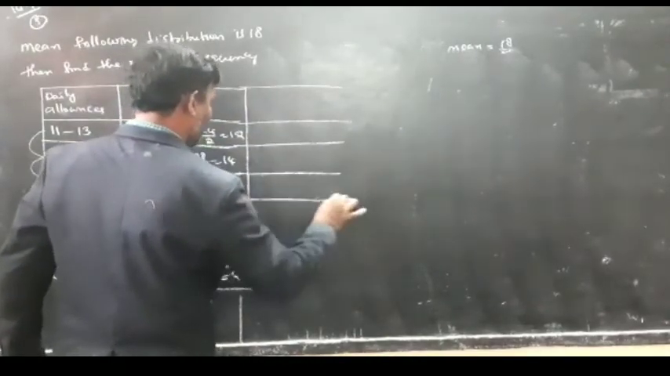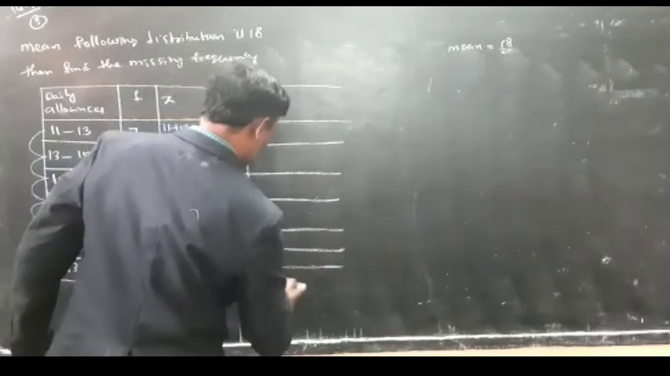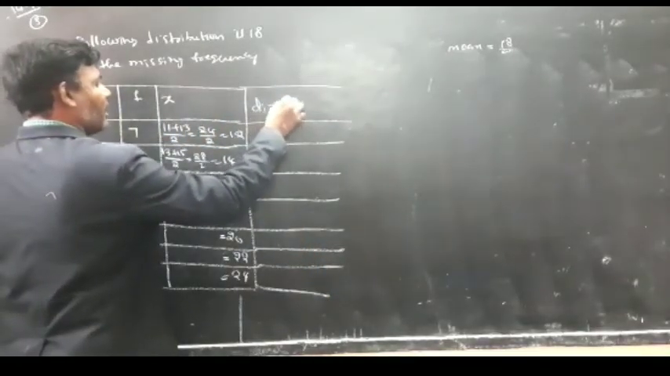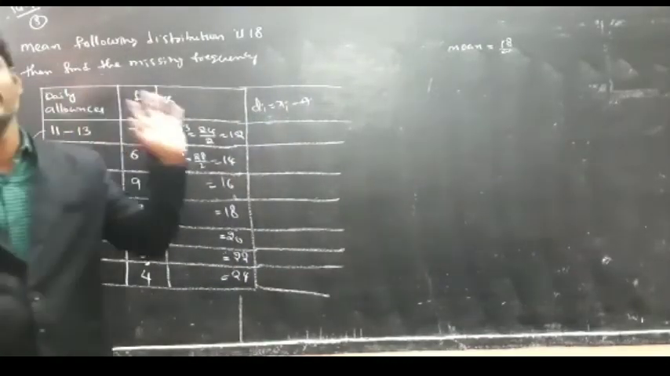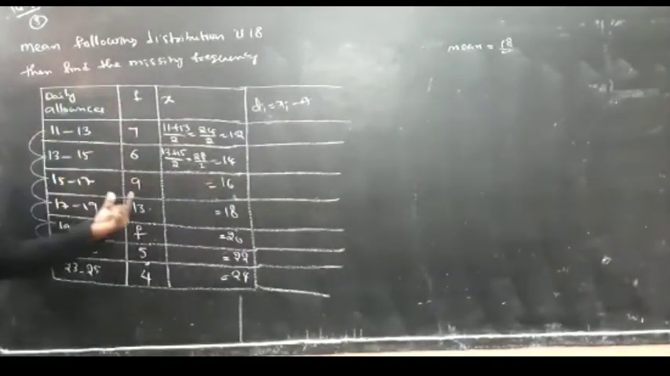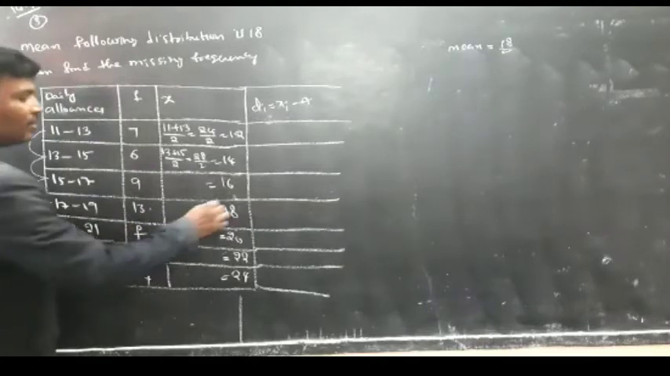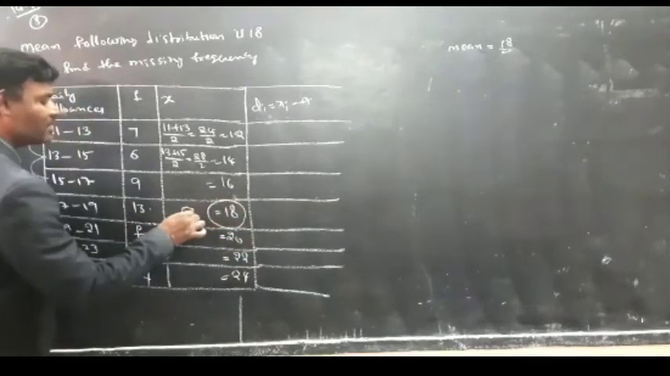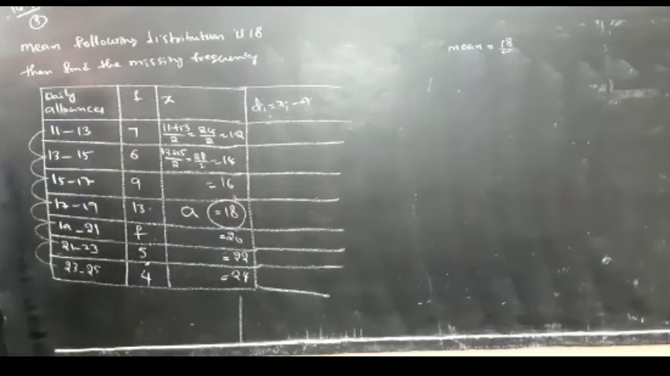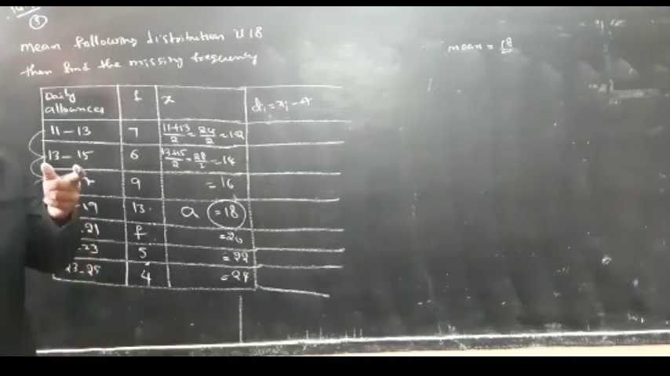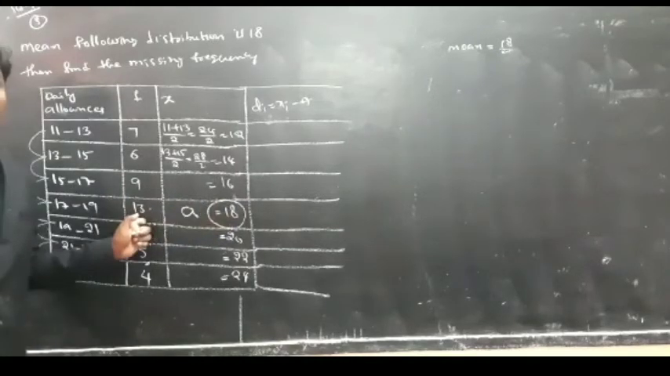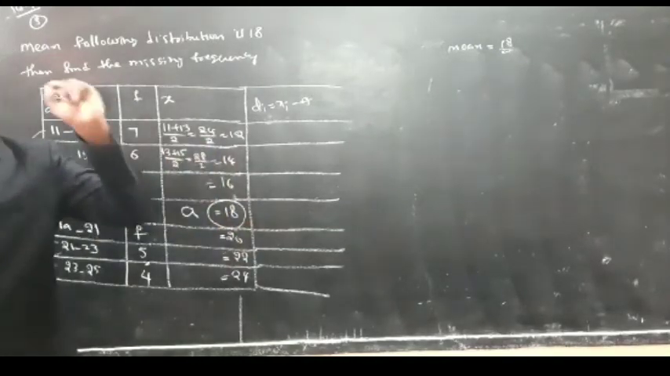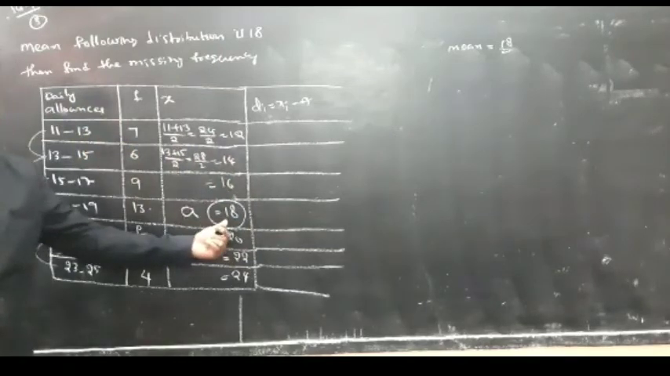Now I need the value of d. D is nothing but deviation. So di is equal to xi minus a. Then to find d, first I need the assumed mean value. So here, what is the highest frequency? 13 is the highest frequency. I am taking the class mark of the highest frequency as the assumed mean. You can take any one class mark as assumed mean, but I am taking it according to the highest frequency. So here, what is the assumed mean? 18 is the assumed mean.